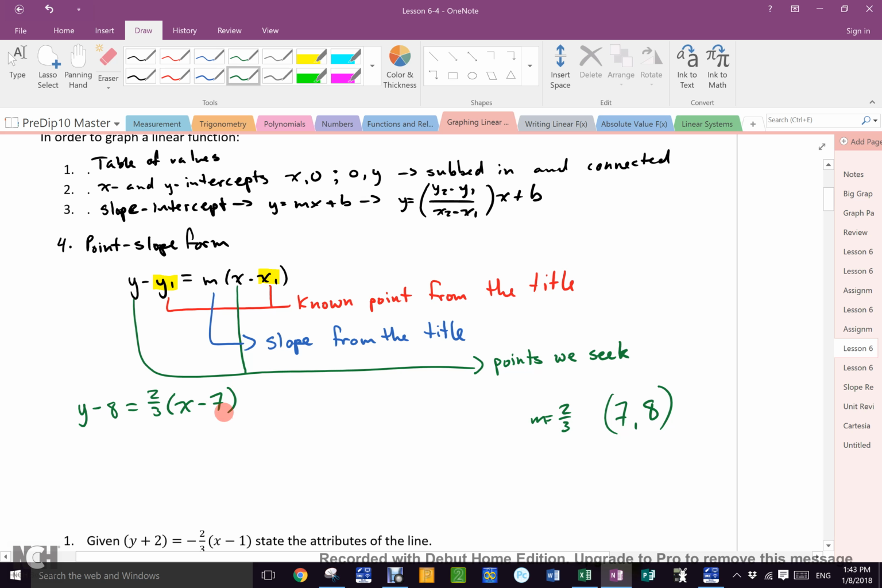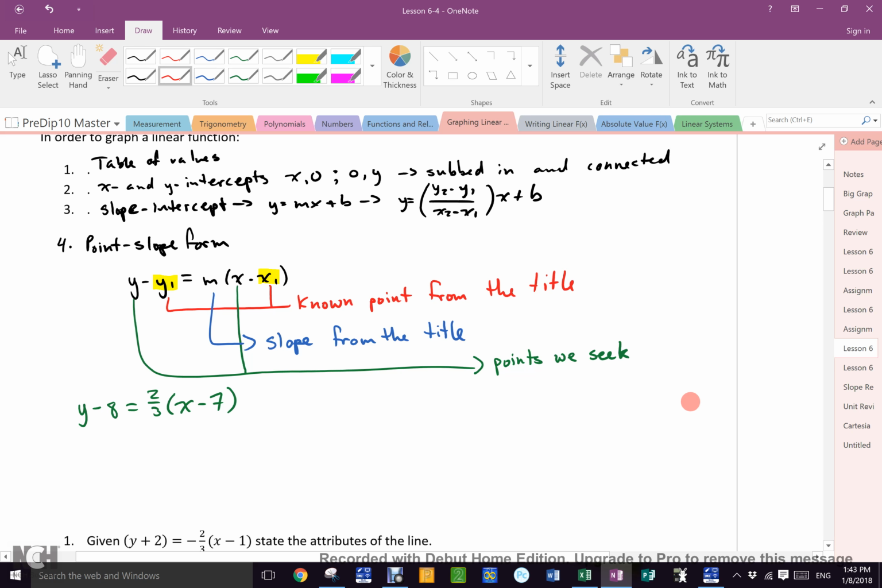Is everybody cool? All right. Now, let's prove that this works to ourselves. We already know that 7 and 8 are on this line, correct? Because it was given to us. Everybody agree?